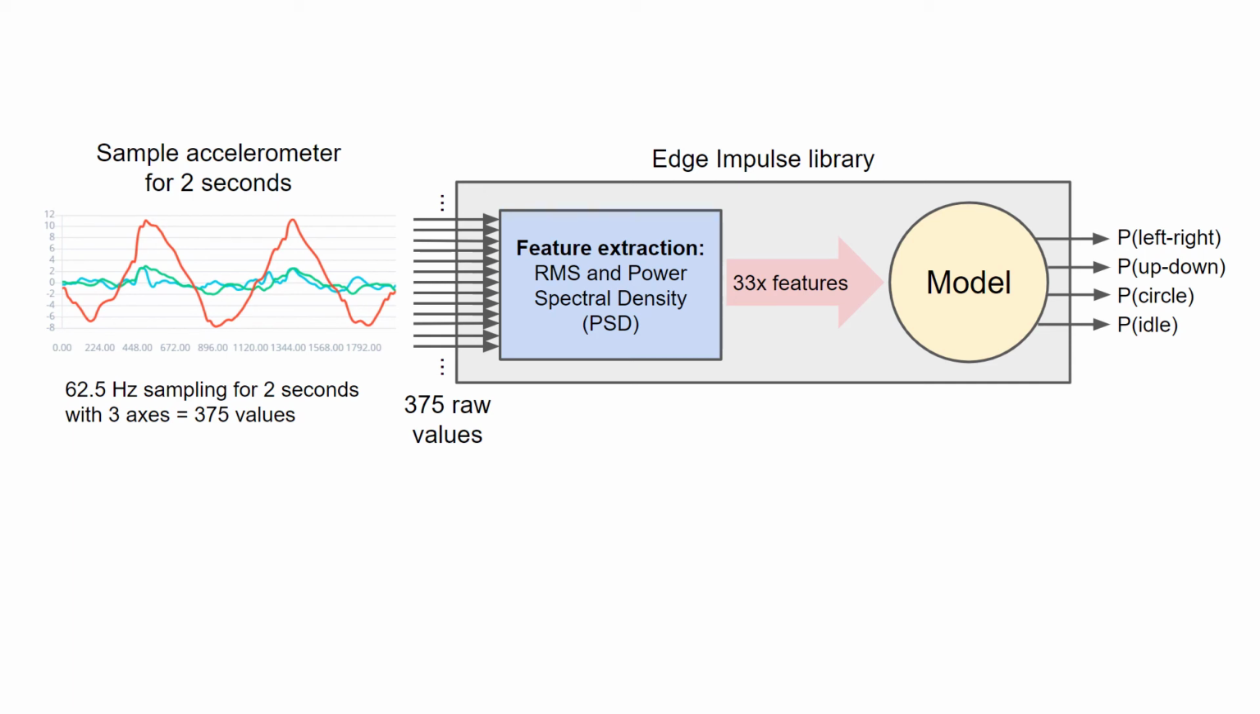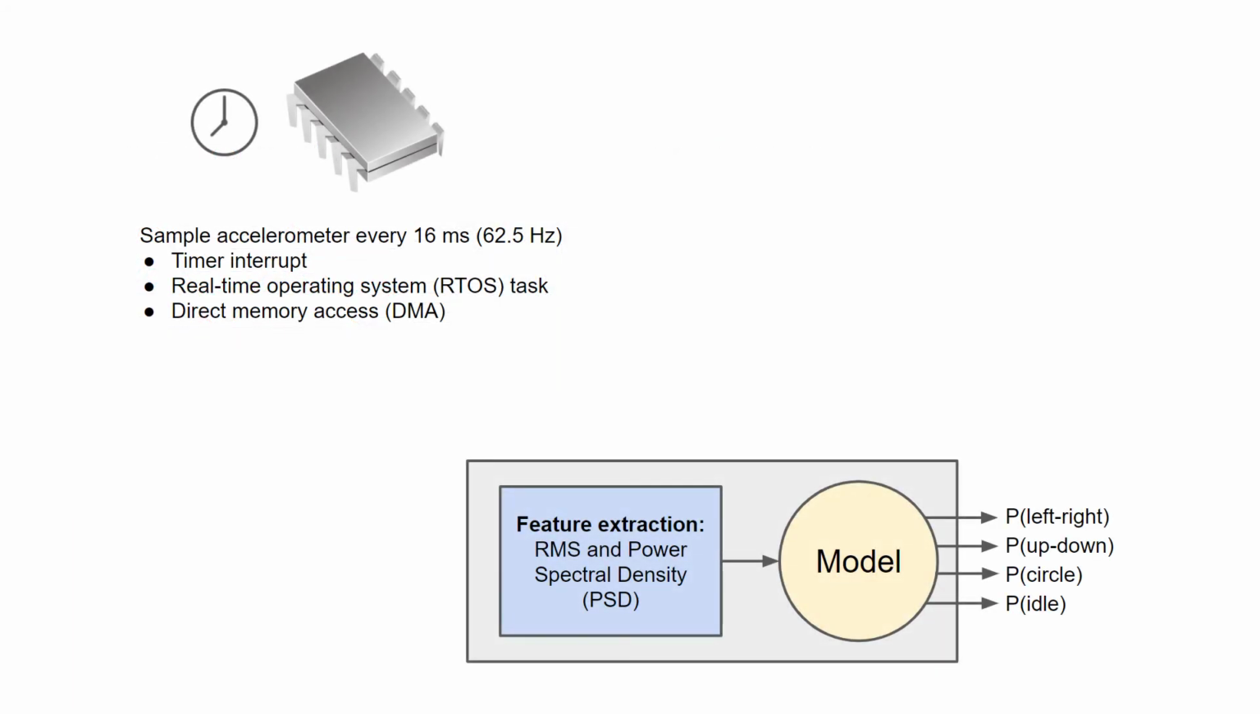There are a few ways around that. You will want a way to sample the accelerometer at a regular interval while performing feature extraction and inference. This will allow you to classify the motions in real time. Some possible ways to do this are to set up a basic timer interrupt that fires every 16 milliseconds to sample the accelerometer. You could also configure a recurring task in a real-time operating system. Another possible method is to use direct memory access, or DMA, if your microcontroller supports it.